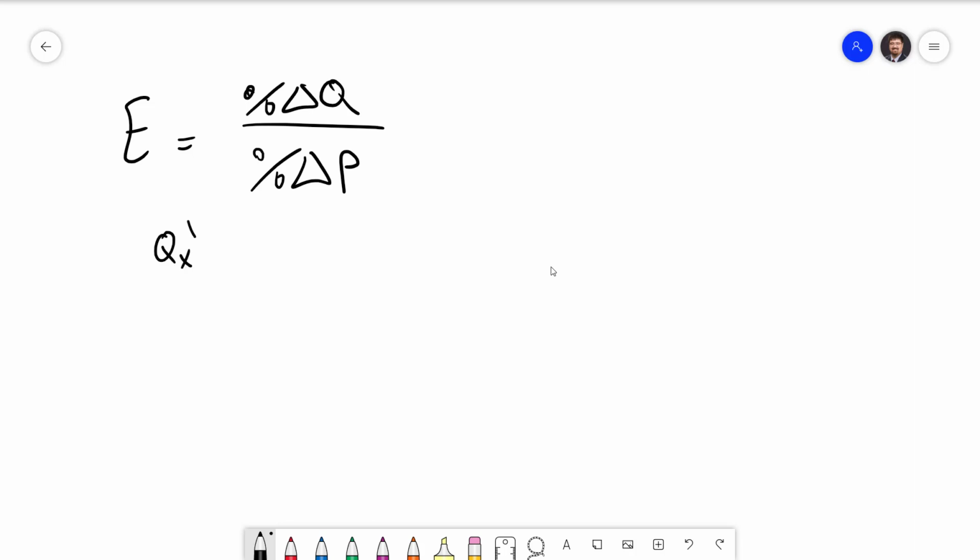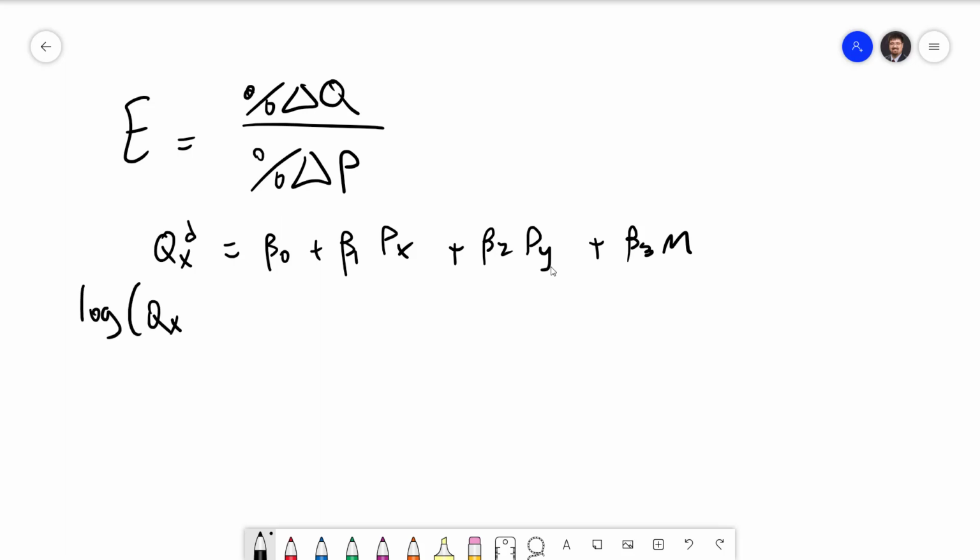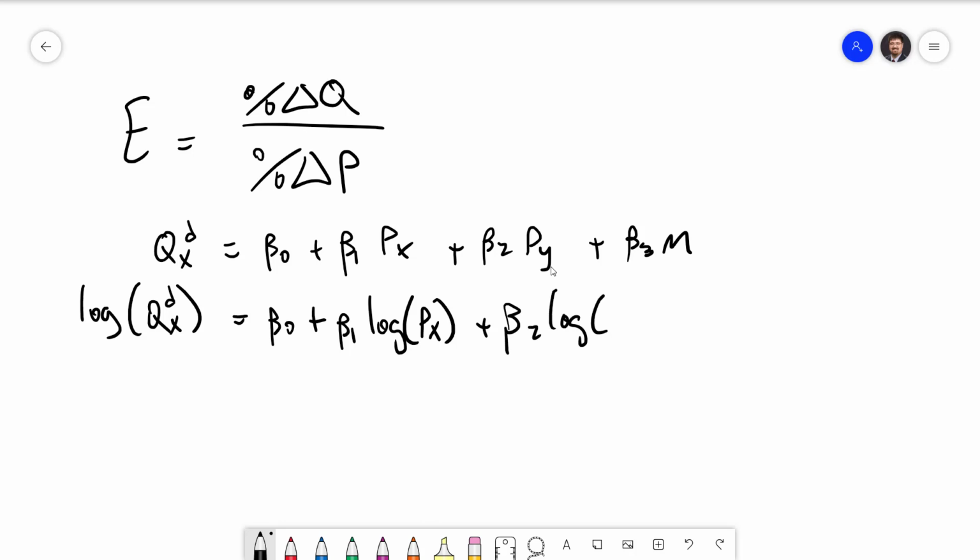Consider our example demand function from the previous set of videos, qxd equals beta naught plus beta 1 px plus beta 2 py plus beta 3 m. We can then take the log of each of these variables, so we get log of qxd equals beta naught plus beta 1 log of px plus beta 2 log of py plus beta 3 log of m.